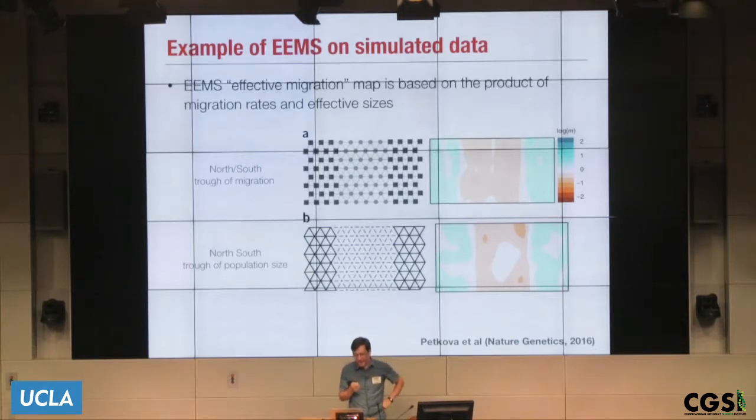And yet, in terms of understanding data, the fact that there's a trough of population size here means that there's more genetic drift occurring. And these two ends of the habitat will be more different from each other than if you had constant population size. So this does represent a pattern in the data: these two ends are more different than you would expect given their geographic distance. It's just that the reasoning for it is not migration, how much people are moving, but that there's lower population sizes through one area.